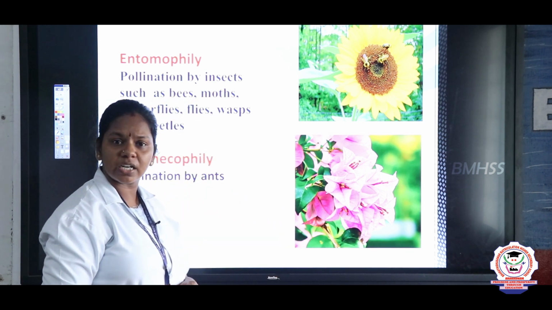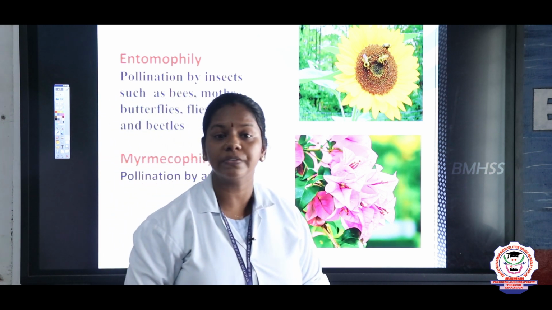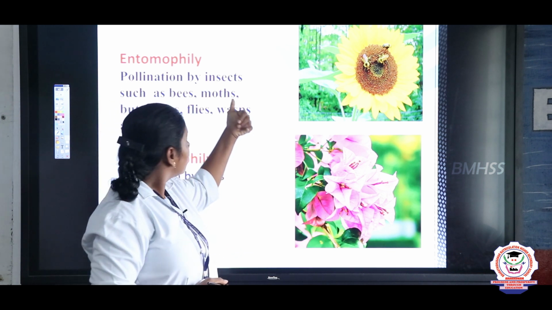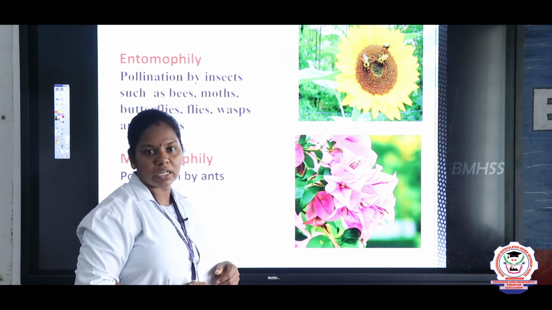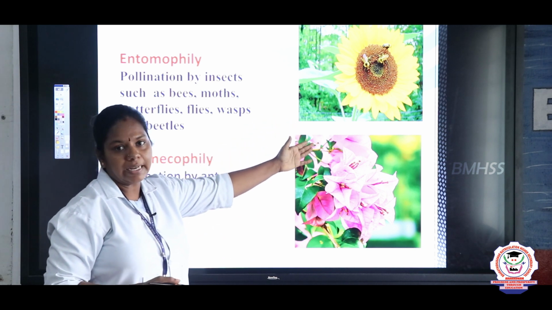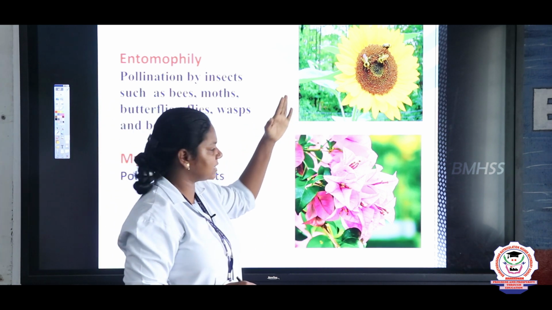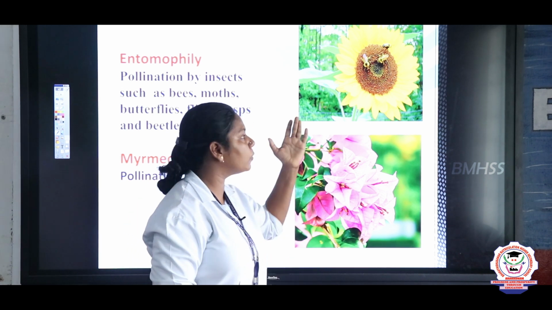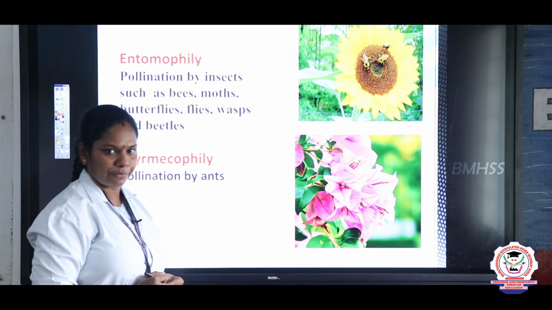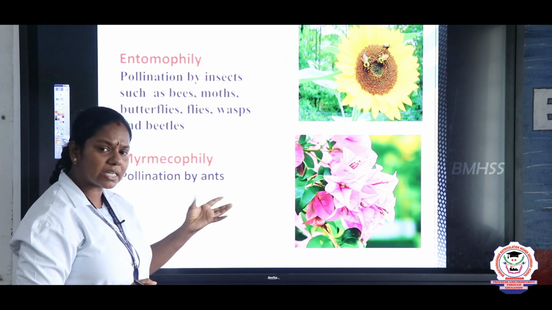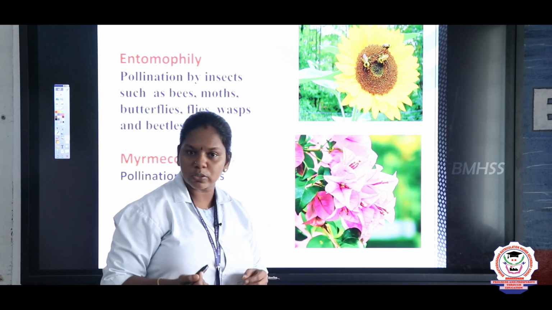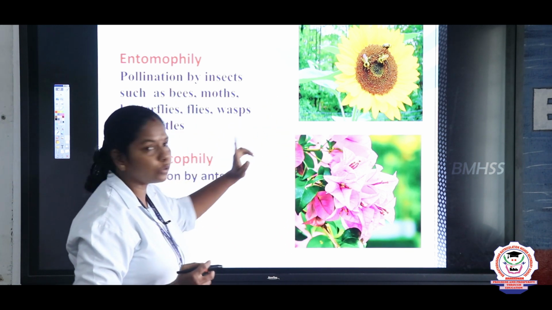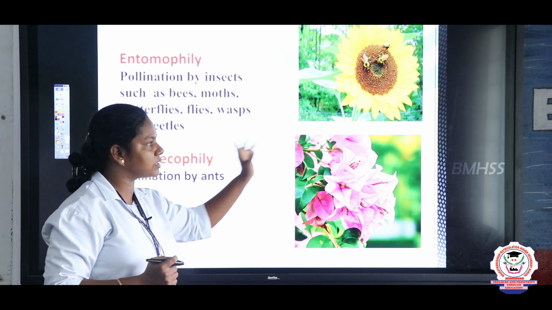What is entomophily, children? Entomology is the study of insects. The plants which undergo pollination by insects are called entomophilous. The examples are Helianthus, sunflower, and this one, very attractive, Bougainvillea. They are both insect pollinated flowers. To attract insects, they should be very attractive in color, brightly colored, and produce nectar. Many flowers are there; the examples are these two.